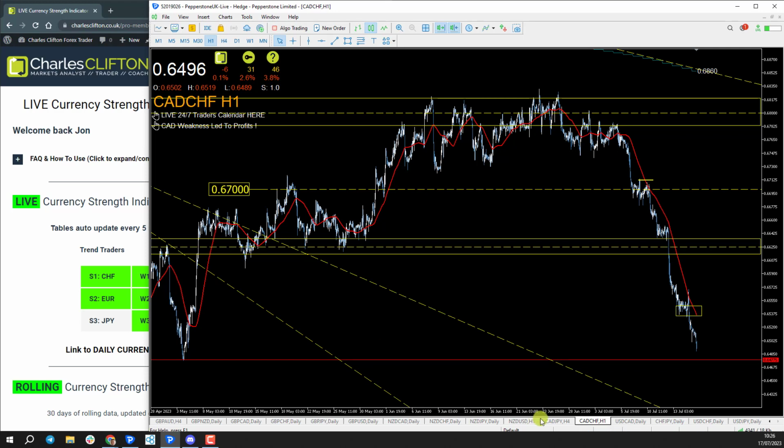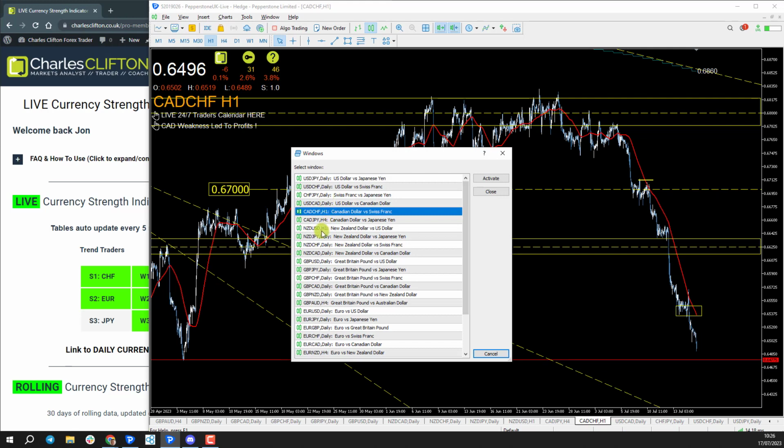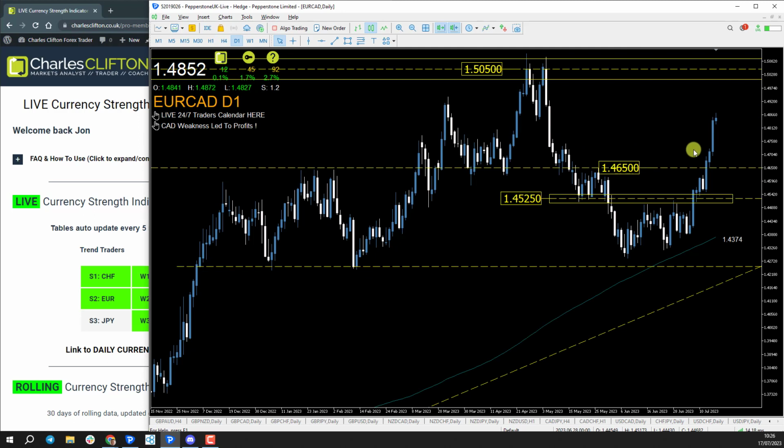So for me, the main focus pair at the moment is EURCAD. EURCAD has the opportunity for an expansion to the upside. It also gives us an area where we can place a safe stop loss, and it has multiple confluences. So that's our point of interest going into this trading week.